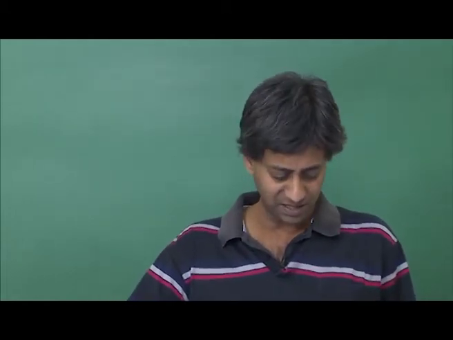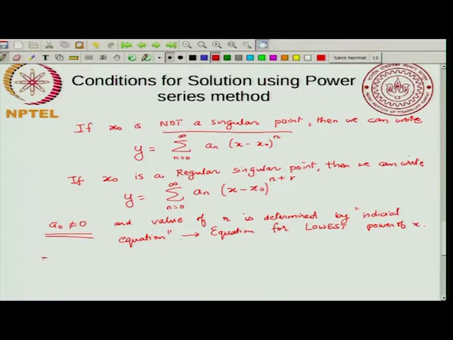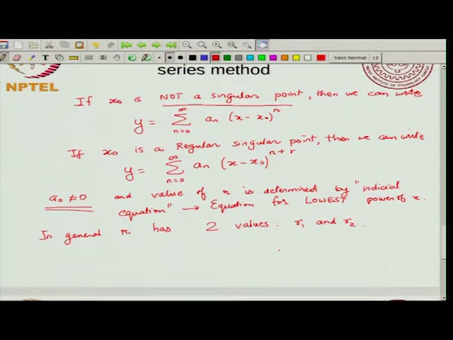In general, the indicial equation has two roots, r1 and r2, so r has two values. When you solve it, you will get two values of r, like solving a quadratic equation. So two values r1 and r2. So what do you do with this equation?